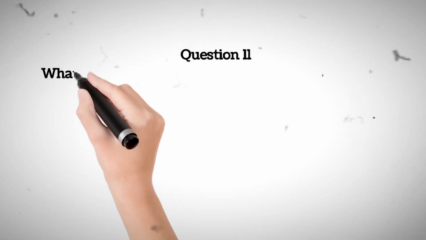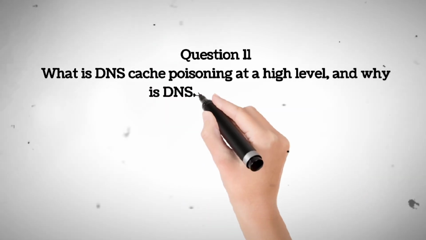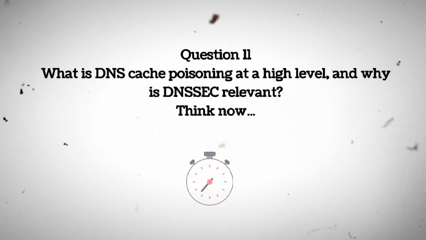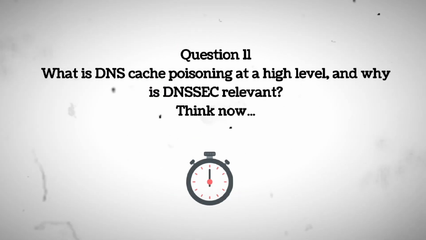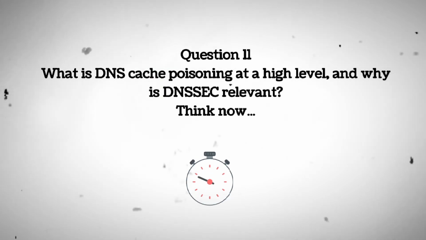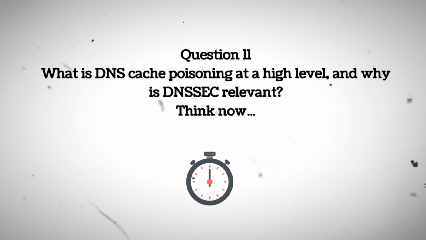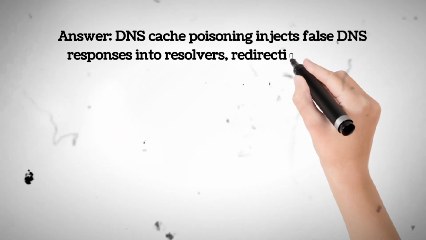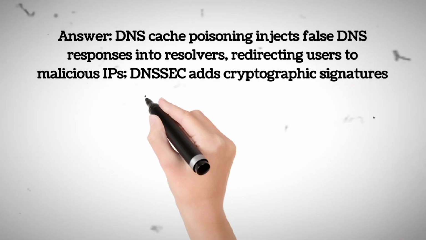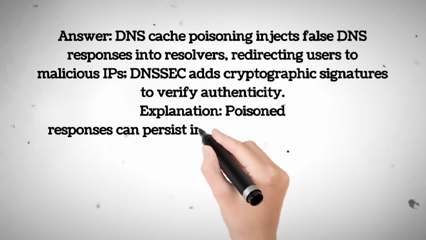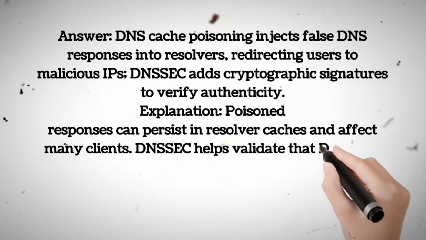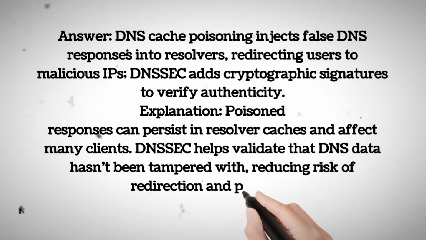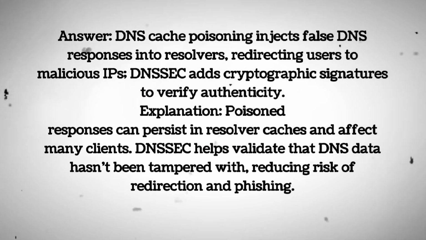Question 11. What is DNS cache poisoning at a high level and why is DNSSEC relevant? Think now. Answer: DNS cache poisoning injects false DNS responses into resolvers, redirecting users to malicious IPs. DNSSEC adds cryptographic signatures to verify authenticity. Explanation: poisoned responses can persist in resolver caches and affect many clients. DNSSEC helps validate that DNS data hasn't been tampered with, reducing risk of redirection and phishing.